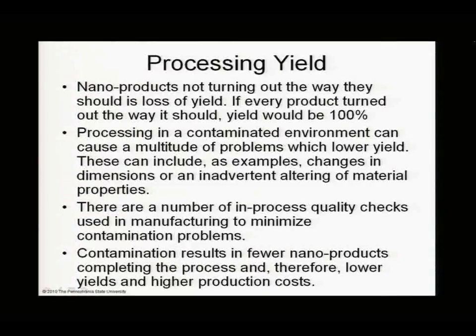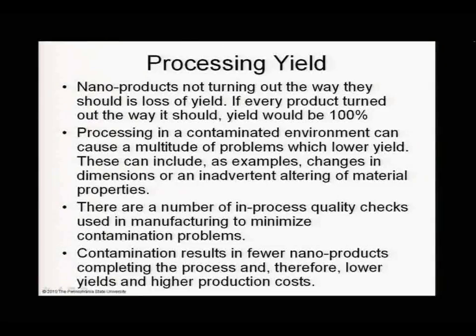Obviously, when you think about how much it costs to make something, you would like to have 100% yield so that your process is in complete control and there are no contaminants and every nanoproduct is turning out perfectly. So processing in a contaminated environment can cause a lot of problems which lower the yield. For example, due to contamination, you can have changes in dimensions, or you can have inadvertent altering of material properties. So we've got to keep that yield up.